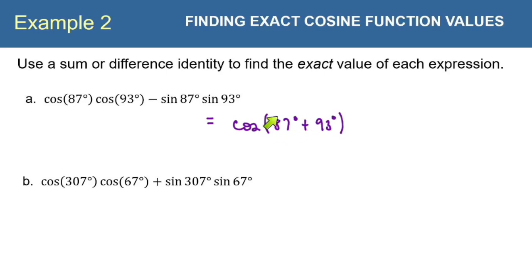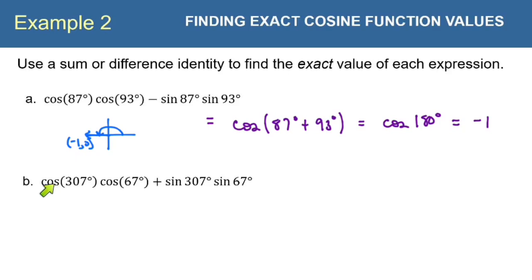Now that we have those two angles in the same parentheses, we can add them together. 87 degrees plus 93 degrees is 180 degrees. So now we can write this as the cosine of 180 degrees, which we do know how to figure out without the calculator. So 180 degrees, of course, would be on the left side of the unit circle. It goes through the point negative 1, 0, so the cosine of 180 degrees we know is negative 1.